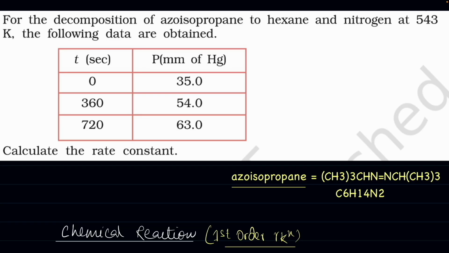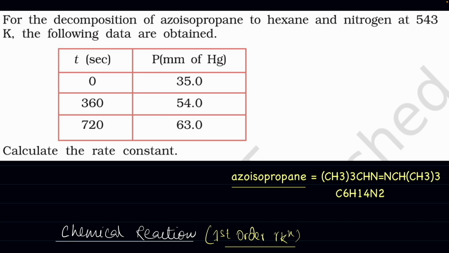This question is based on the chemistry chemical kinetics chapter. In this question, for the decomposition of azoisopropane to hexane and nitrogen at 543 Kelvin, the following information is given. We have to find the rate constant. These pressure values are actually the total pressure, and we have to find the rate constant based on the given information.